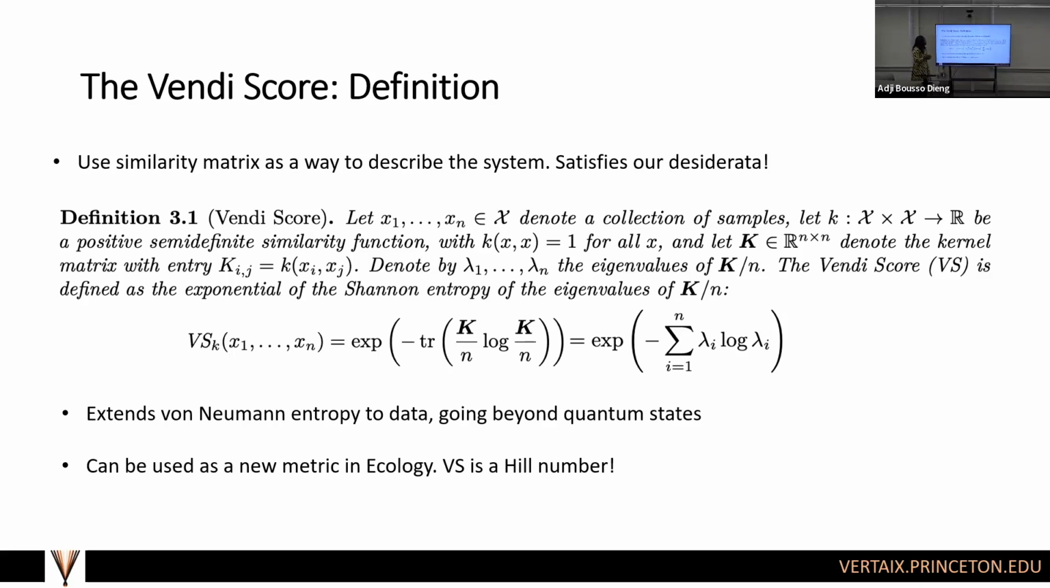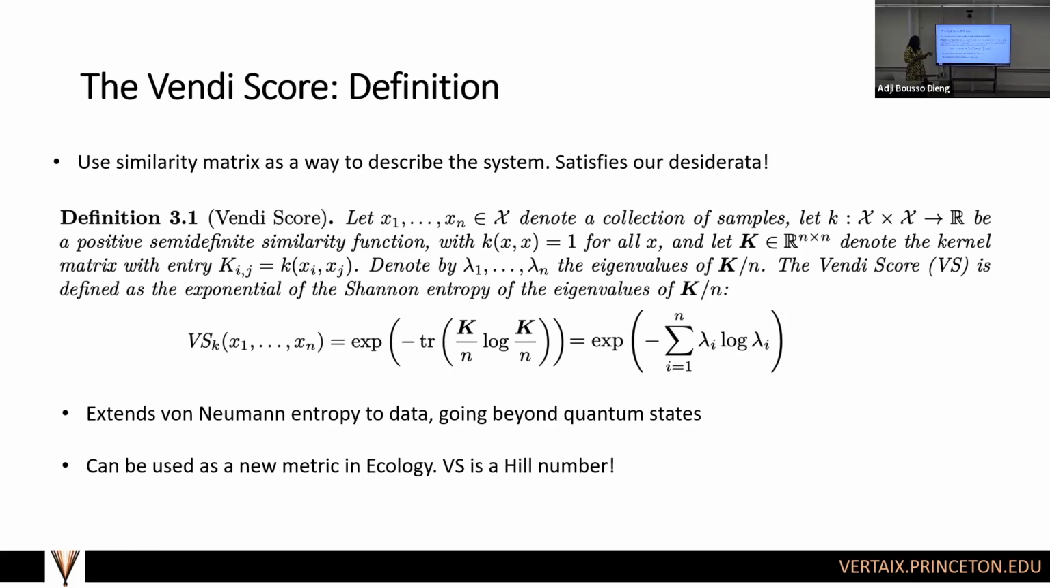It's defined formally like this. Let's assume you're given a collection of observations, x1 to xn, and you are given a similarity function in the form of a kernel that we assume is positive semi-definite, such that the similarity between x and itself is 1, and the kernel similarity matrix that results from using this pairwise similarity function is Kij. So the i, j entry of the matrix is the similarity between xi and xj. And you call lambda 1 up to lambda n the eigenvalues of the normalized matrix K, which is just K divided by the number of elements in the collection. And the Vendi score is defined as the exponential of the von Neumann entropy, which you can easily show is the exponential of the Shannon entropy of the eigenvalues of K.